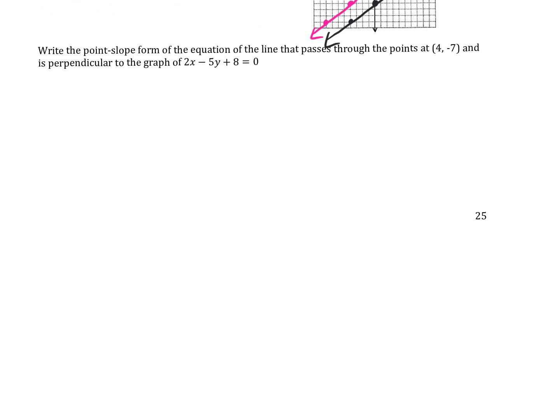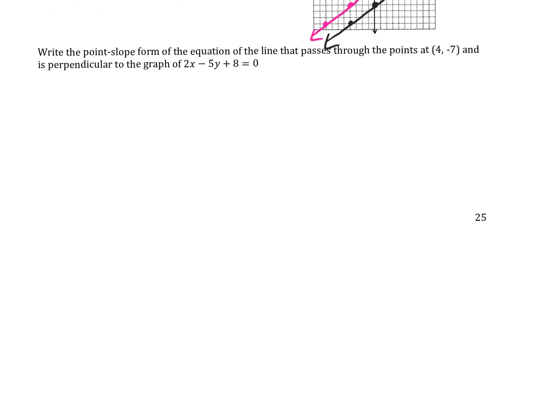Okay. Write a, this is a nice little review for you. Point slope form is also from the quiz. It goes through this point and it also is perpendicular to this line. For point slope form, we need a point. We also need a slope. How am I going to get the slope here? You could, but then we would have no variables, actually.